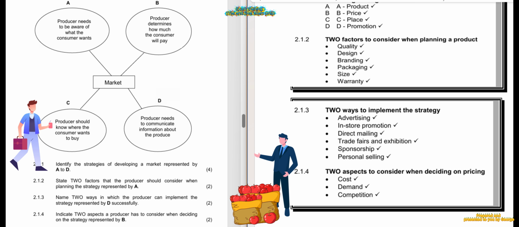2.1.3. Name 2 ways in which the producer can implement the strategy represented by D successfully. Meaning 2 ways of implementing promotion. The 2 ways of implementing promotion are advertising and in-store promotion.